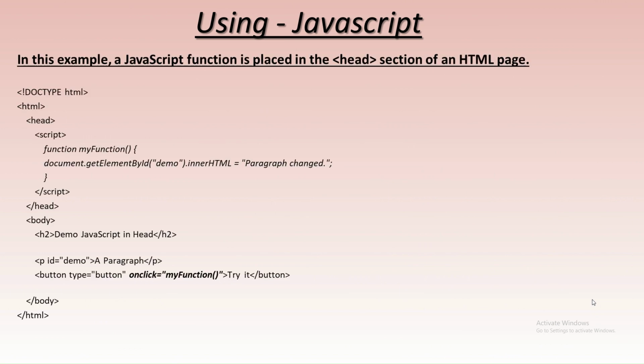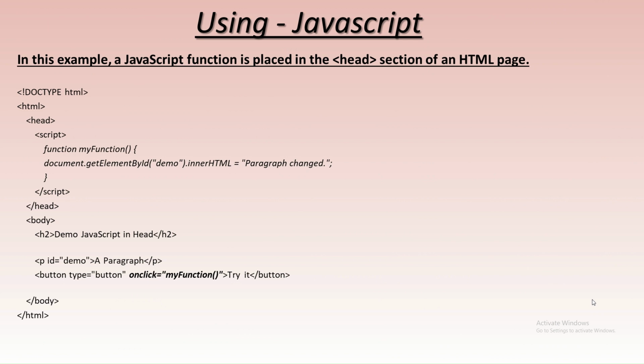In this example, a JavaScript function is placed inside the head section of an HTML page. As you can see, it's a document type HTML, and we have an open HTML and end HTML tag. Inside that, we have a head section and a body section. Inside the head section, you can see that we have a script which has a myFunction method, and within that, we are calling the element by ID named demo. Inside that, we're trying to print "Paragraph changed."